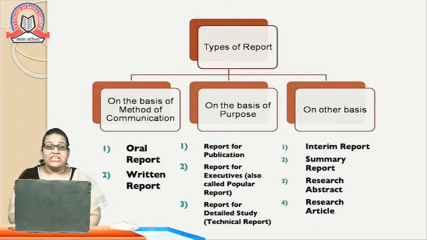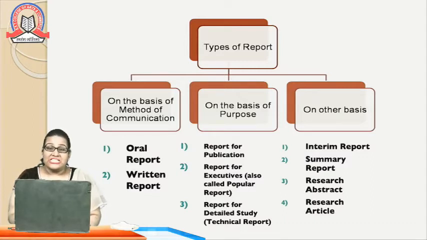Then the next one is research abstract. Research abstract is prepared before conducting our research. It states what topic we are going to research, why we are conducting the research on this particular topic, and how we are going to collect our data. Whenever we are conducting any technical or detailed research, we have to prepare a research abstract and submit it, and it is approved by the authorities, and then we can start our research. So the research abstract is prepared before starting our research.